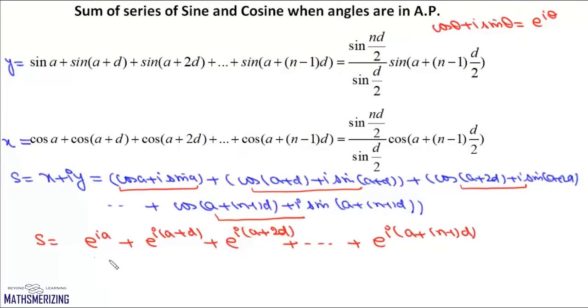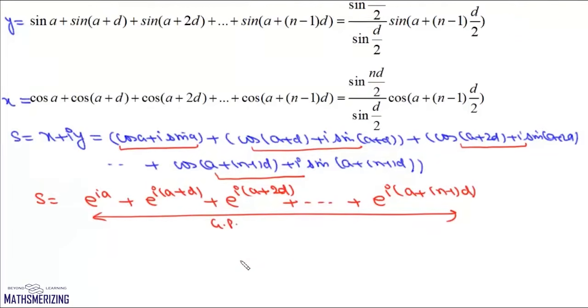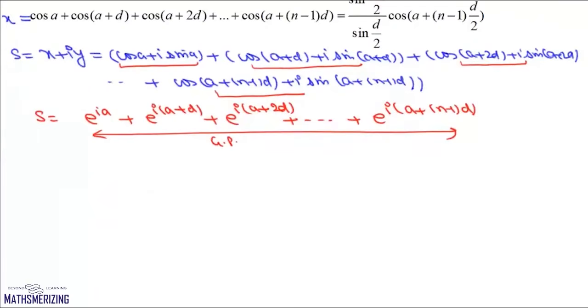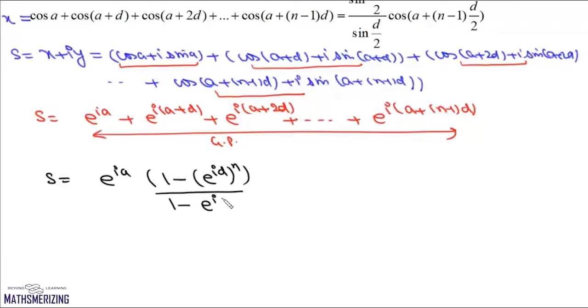Now this is nothing but a GP. So it is a GP of n terms, and we can find this sum using the formula for the sum of a GP. So we'll write this sum S as a, which is its first term, e^(iA), times 1 minus r^n upon 1 minus r. R in this case is e^(iD), so the numerator has (e^(iD))^n, and the denominator has 1 minus e^(iD).